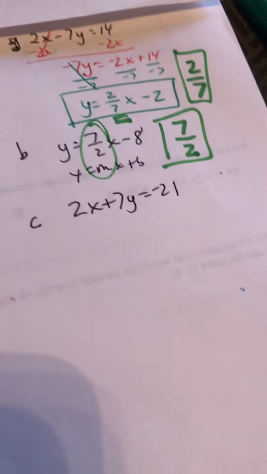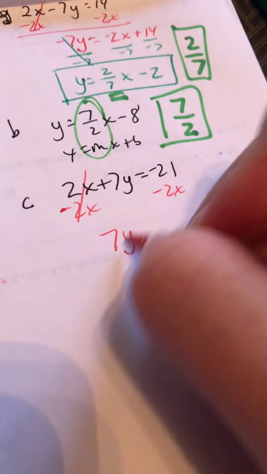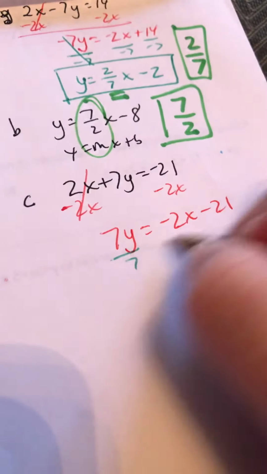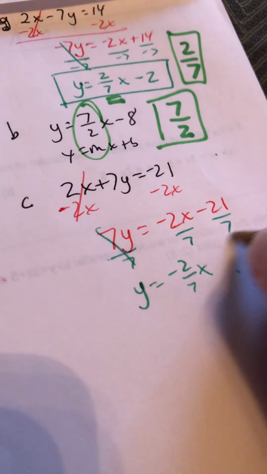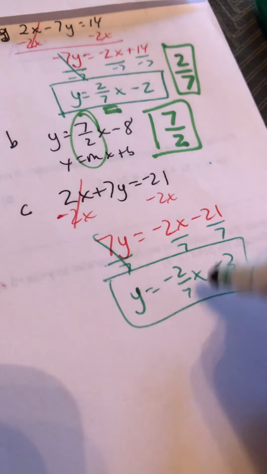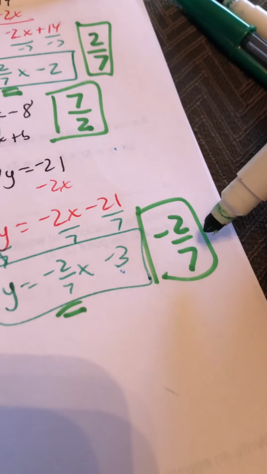So let me look at this one. We've got to subtract the 2x. Okay, and so we've got 7y equals negative 2x minus 21, and then I'm going to divide each of these by 7. So I've got negative 2/7 x, and that's minus 3. So that's my equation, but the part that I want right here is the slope, negative 2/7. So I do have a negative.